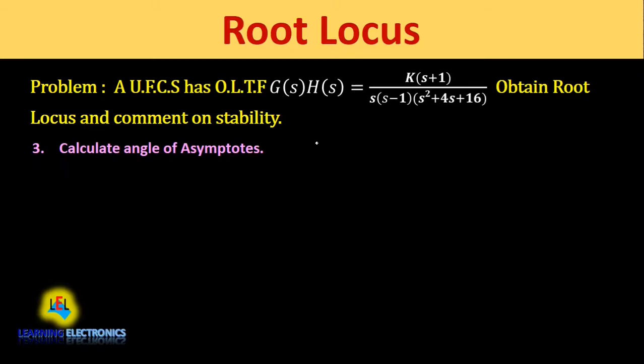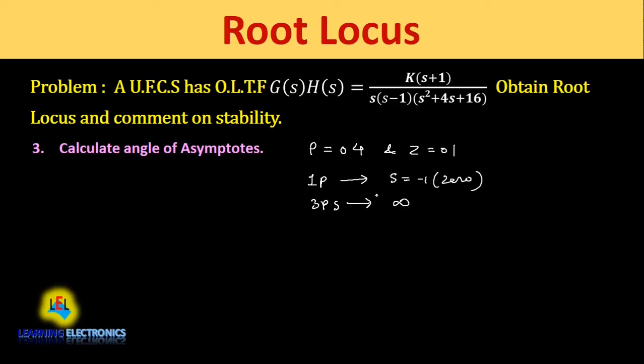The third step is to calculate the angle of asymptotes. For this, first we will write the total number of poles present in this transfer function, which is equal to 4, and the total number of zeros, which is equal to 1. So here we can see that 4 poles are present and only 1 zero is present. Therefore one pole out of these 4 poles will terminate, or approach towards, this zero at s equal to -1, and the remaining 3 poles will approach towards infinity.